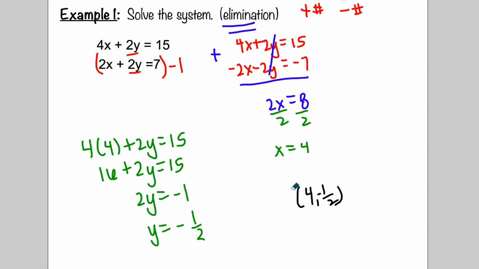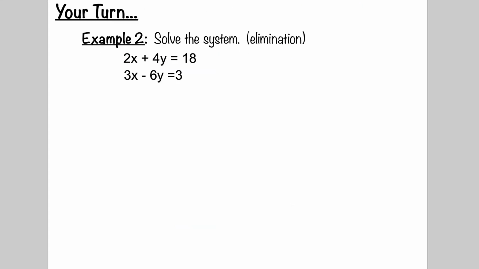That kind of got a little crowded there. Always write our answers as ordered pairs. And so here is the first one. Okay, there is my example with elimination. Take a second, pause the video and give this one a try on your own, and then come on back and I will solve it for you.